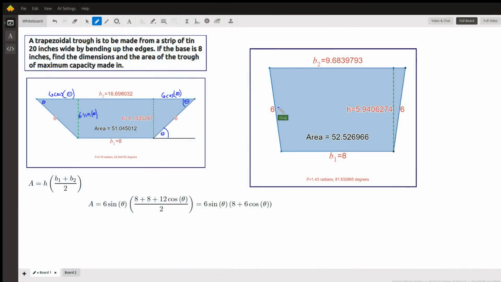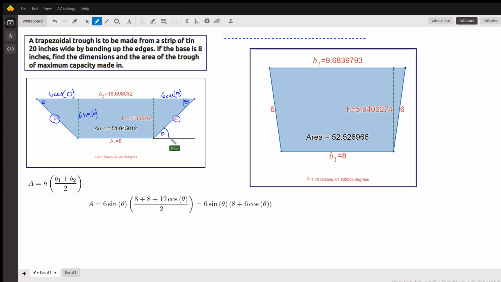Okay, these diagrams kind of depict the situation. We've got this strip of tin that's 20 inches wide or long, and we're going to bend up the edges to create a trapezoid, probably with an open top. And we're going to make the assumption that it's going to be an isosceles trapezoid. So we're bending up the same number of inches at each edge to create this base at the bottom with a length of 8. So that means each of these legs of the isosceles trapezoid is 6.